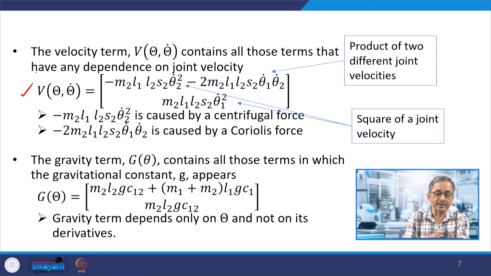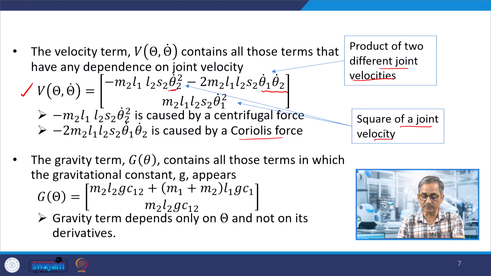Next, let us look at second term here, v theta theta dot. So, as I was telling, we have the term where we have the two joint velocities multiplication. These terms are what we call as the Coriolis terms, okay, and it is caused by the Coriolis force, and these joint velocity square terms, we have the square of the joint velocities, and that we call as caused by the centrifugal force, okay. So, this is explanation about v theta theta dot, and the gravity term g theta contains all terms in which you have the gravity constant g appears, okay.